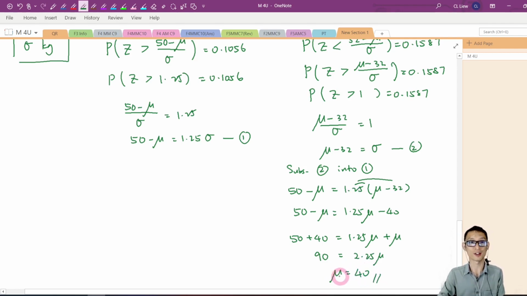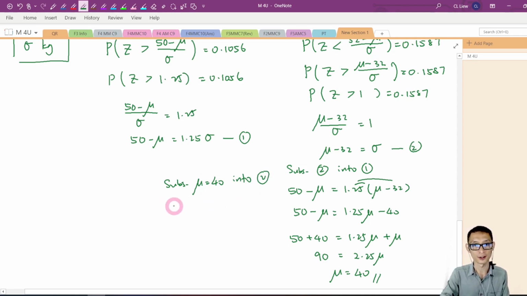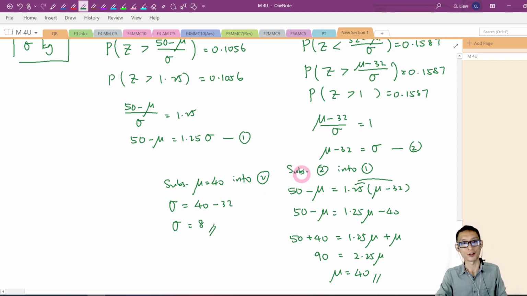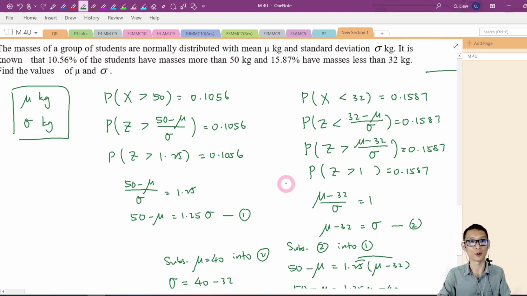Now we got the answer for the mean. And then substitute mean equal to 40 into which equation? Second equation. Standard deviation is equal to 40 minus 32. So standard deviation is equal to 8. This is our answer for this question.